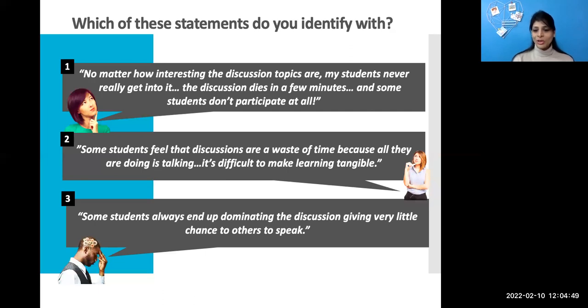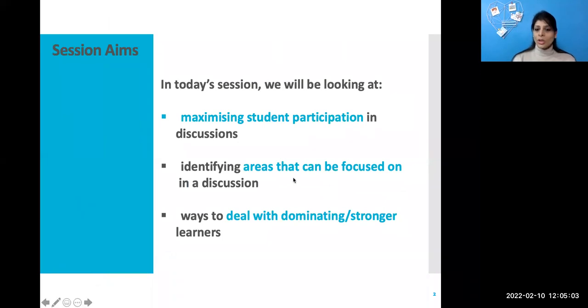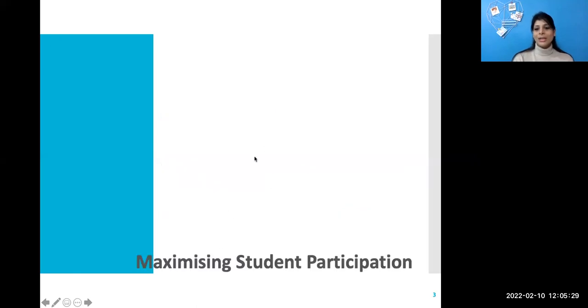All right, so we have a range of responses here, and I'm happy to see that many of you pointed out that more than one of these statements resonate with you, and that's great news, because this is exactly what we are going to be focusing on. We are going to be looking at maximizing student participation, identifying areas that can be focused on in a discussion, and dealing with dominant or stronger learners during discussions. So let's begin with the first one, which is actually the most crucial thing that we'll be looking at today. It will be the most important part of our session today, maximizing student participation.